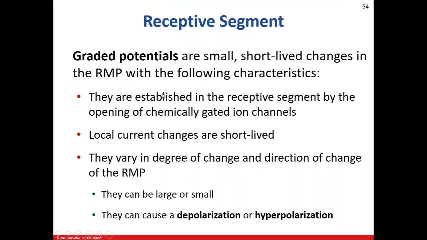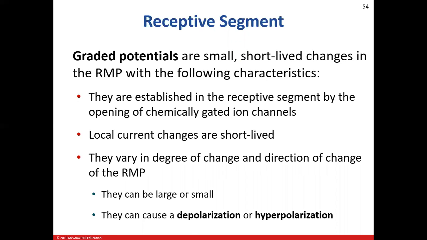When we look at the receptive segment, this is going to be the dendrites and the cell body component. We look at what graded potentials are. Now, graded potentials and action potentials are related. However, graded and action potentials are different. Graded potentials are small, short-lived changes in the RMP with the following characteristics. They're established in the receptive segment by the opening of chemically gated ion channels. The local current changes are short-lived. They vary in degree of change and direction of change of the RMP.